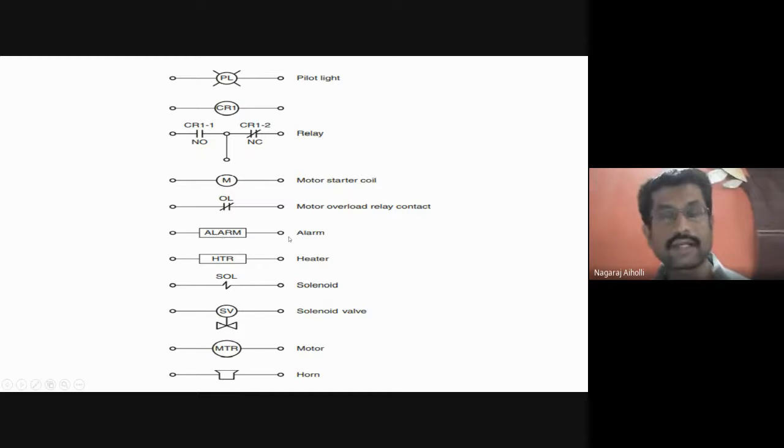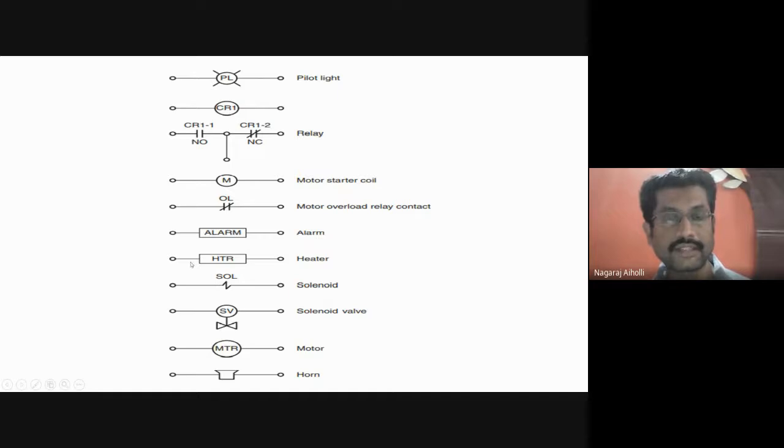Then the alarm. This is the symbol for the alarm. If there is any annoying or hazardous condition in the industry, if there are any changes in the setup, or if there is any fault in any of the equipment, it is indicated by an alarm. Once the supervisor or the person looking after the plant senses this alarm, he tries to rectify the fault. Once the fault is rectified, the setup is brought back to its normal state.